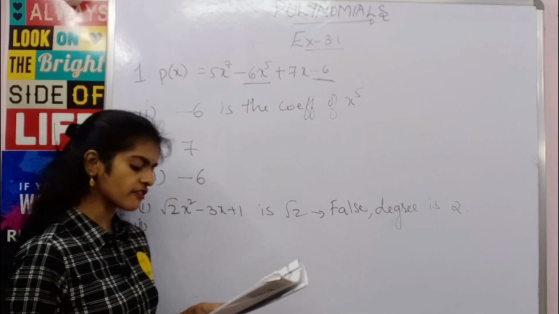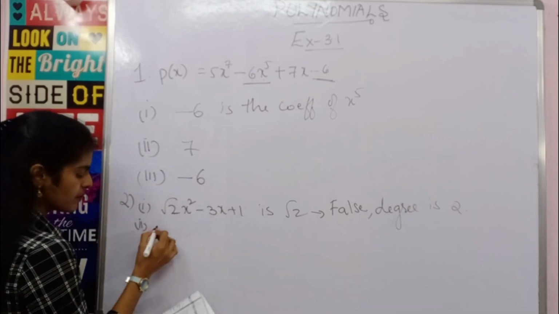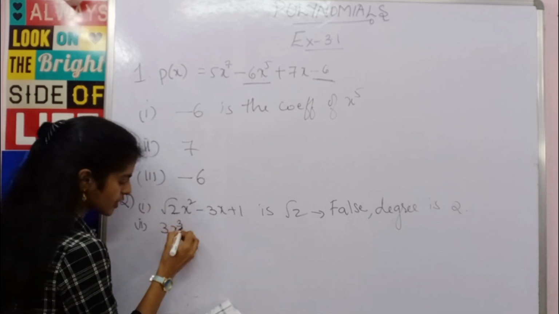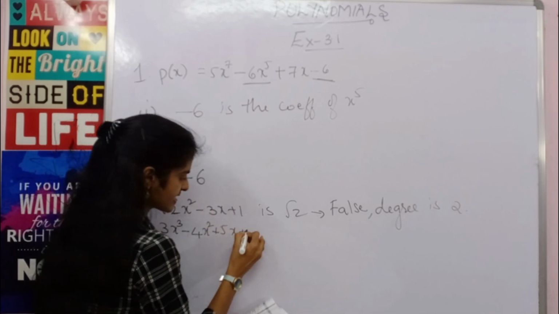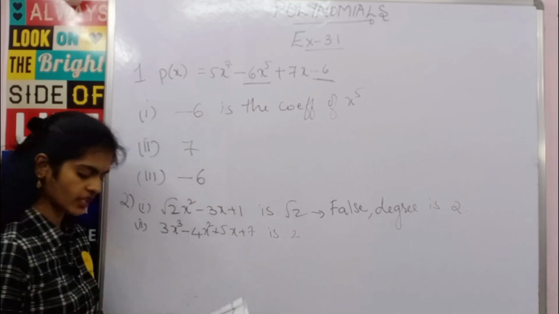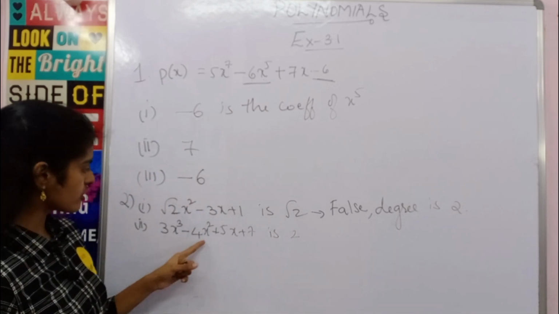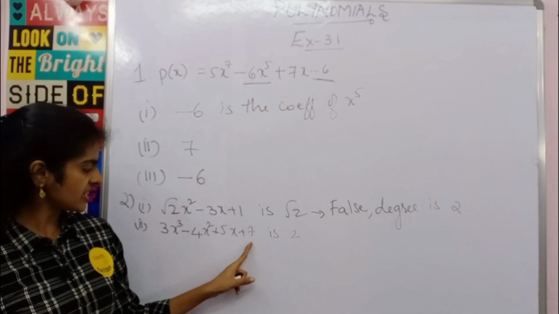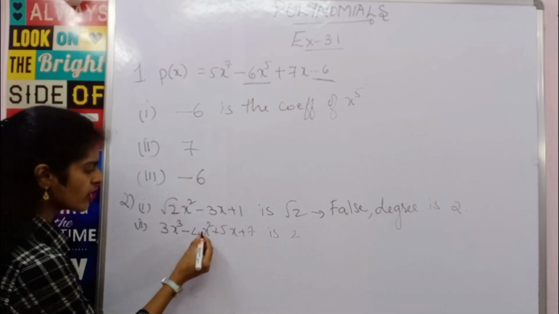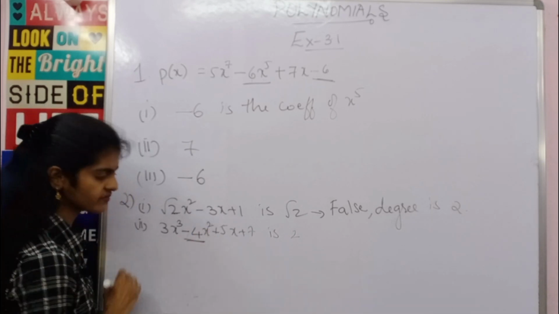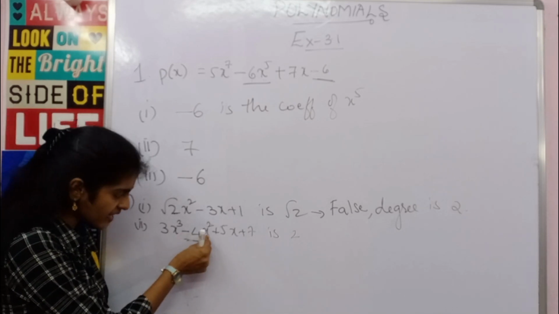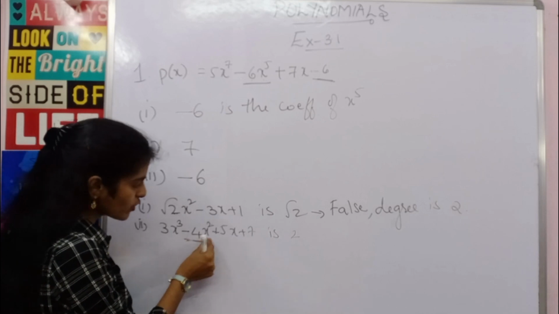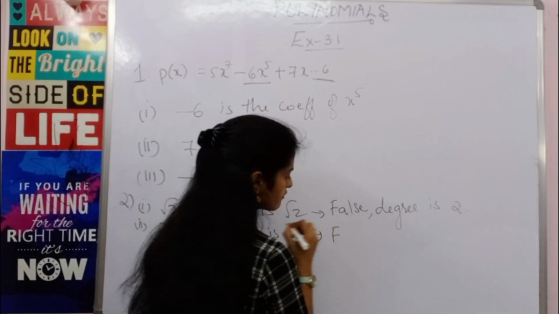The coefficient of x square in the polynomial P of x equal to 3x cube minus 4x square plus 5x plus 7 is 2. Is it right? The coefficient of x square is what? It is minus 4. I told you the coefficient is what is multiplied to the variable. So minus 4 is multiplied. So this is again false.